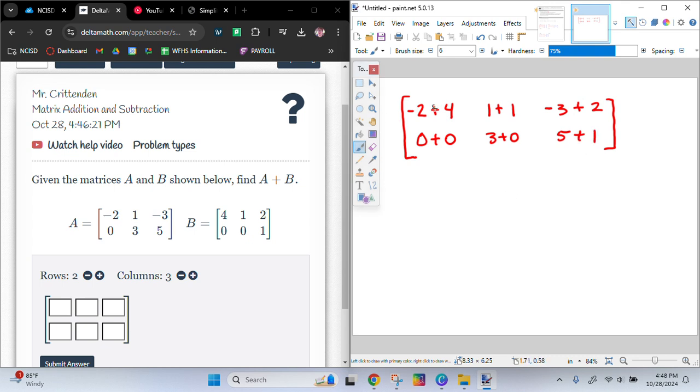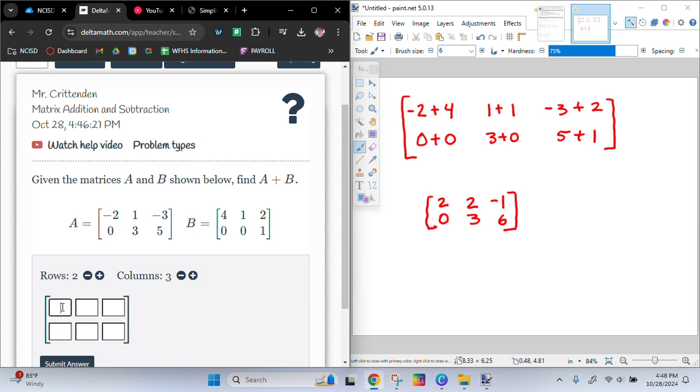Okay. Then I'm just going to add them together and get my solution. So -2 plus 4. The 2 cancels out because it's negative. So we end up with 2. 0 plus 0 is 0. 1 plus 1 is 2. 3 plus 0 is 3. -3 plus 2. The negative's the larger here, so we're going to end up with -1. And then 5 plus 1 is 6. Okay, so there is our final answer.